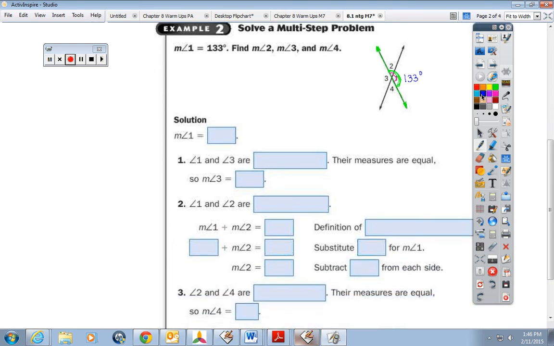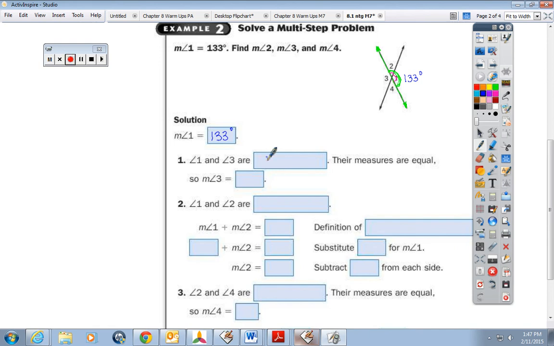Angle 1 is 133. Now, I jumped ahead. So they're wanting us to find angle 3 first, which is this one right here. And it says angle 1 and angle 3 are vertical angles. And vertical angles are equal. So that's really easy to figure out.